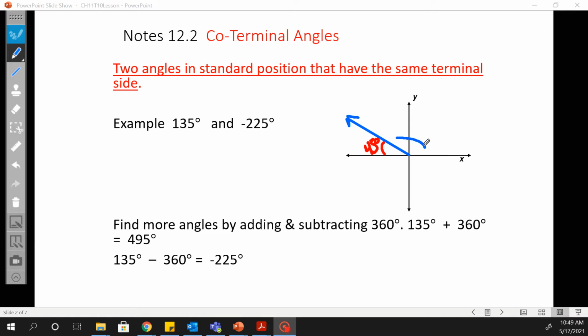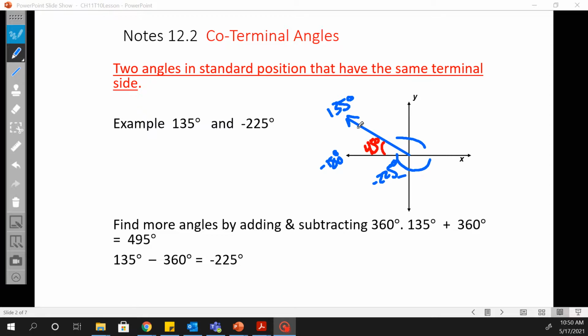Okay, that's 135 degrees. But another angle that would have the same terminal side would be the one that goes around this way, the negative one. So it would go around negative 180 degrees, and then go around negative 45 degrees more. So negative 180 plus negative 45 gives us negative 225. So these have the same terminal side. These are coterminal. 135 degrees and negative 225 degrees are both this line right here.